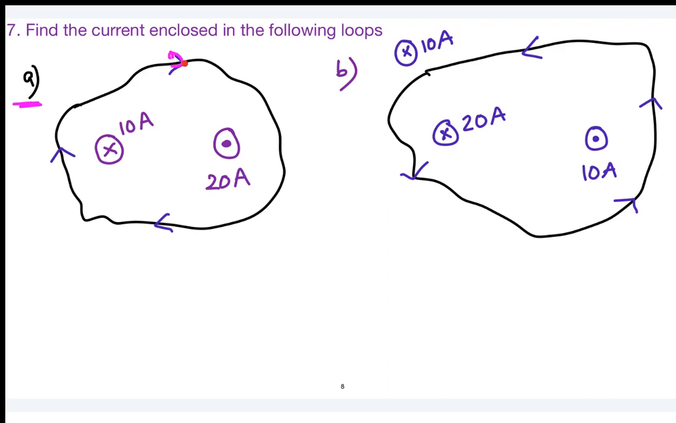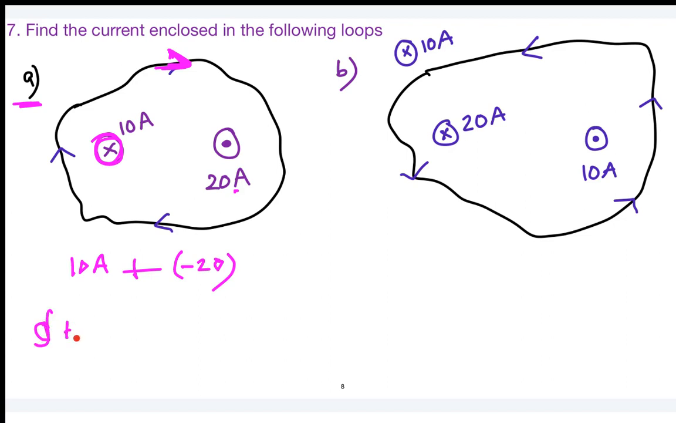Since the magnetic field is in clockwise direction, whichever the current is into the plane, that will be the positive current. So since the loop is clockwise, your thumb is pointing inside. So this 10 ampere is one current, which is a positive number, plus, and this 20 ampere represents outside. So the net current will be minus 20.